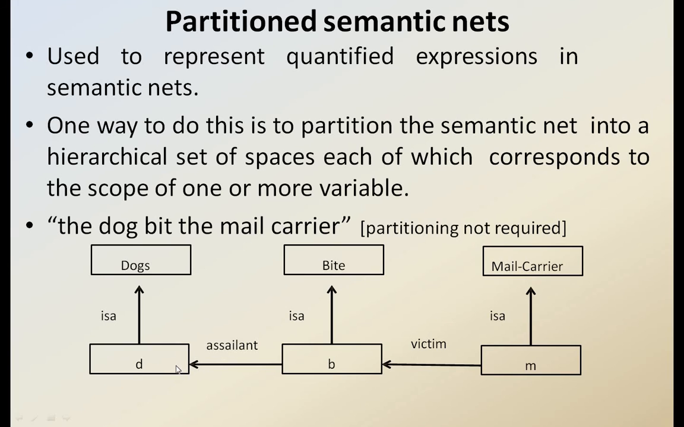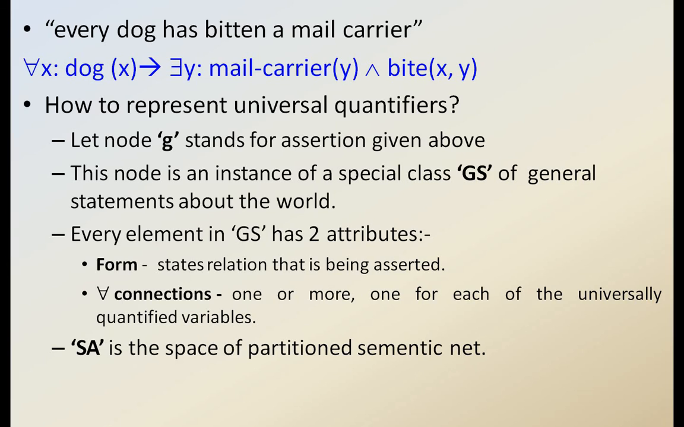What is the relationship of D, B, M to their respective objects? D is a dog, B is a bite, and M is a mail carrier. Instead of representing these relationships directly to the existing objects, you can create auxiliary objects and represent the relationships from them. So M is the victim, bitten by the dog. The dog bit the mail carrier can be represented like this. For this the partition is not required. How this can be partitioned, we see next.